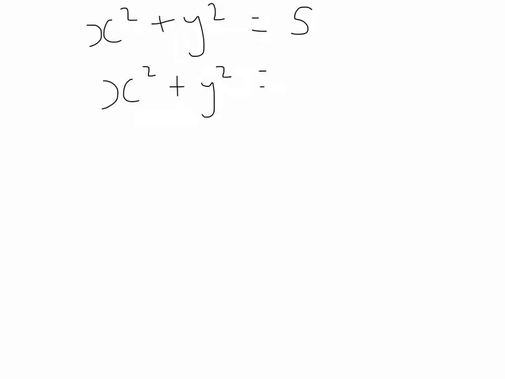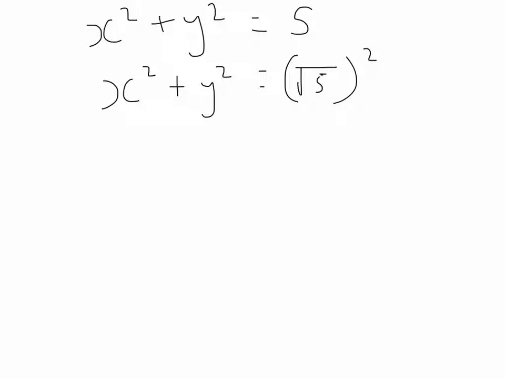Okay, let's do another one. How about if we have x squared plus y squared equals 5? Now this is a little bit trickier because we know that 5 isn't a square number, so I need to express it as x squared plus y squared equals square root 5 squared, as square root 5 squared will just give me 5.